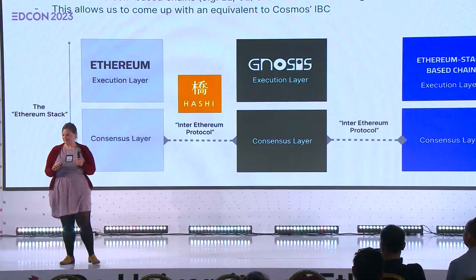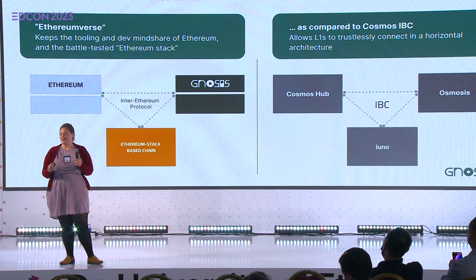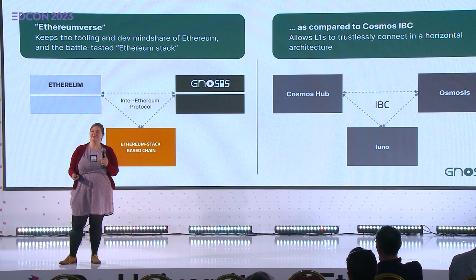The IBC trustlessly connects different Cosmos chains, and the inter-Ethereum protocol can do the same for Ethereum chains, fulfilling this smart chart vision that we had like 5 or so years ago.